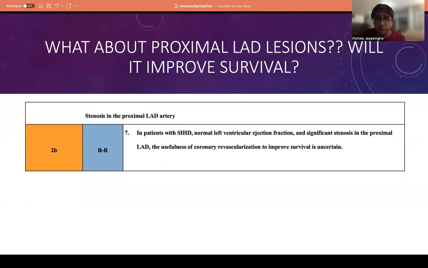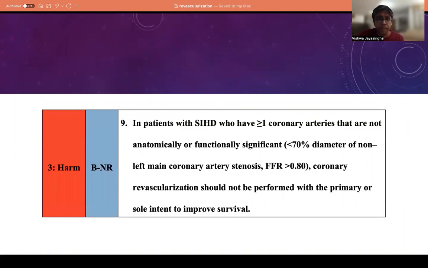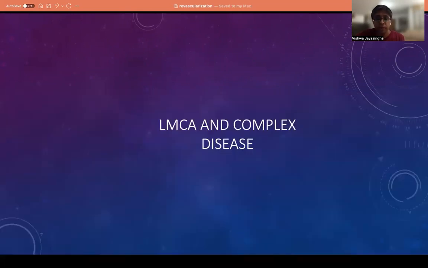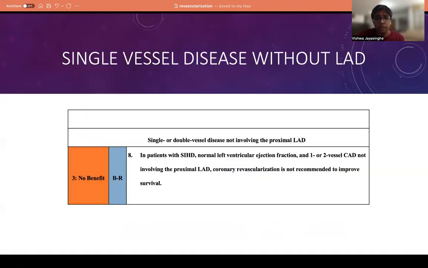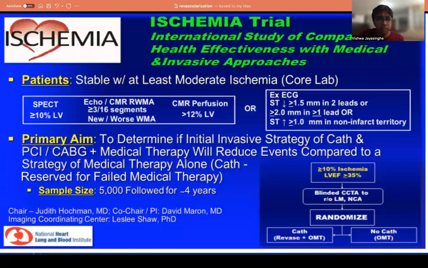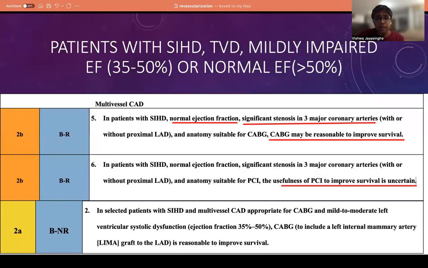So hence the recommendation is downgraded from the earlier class 1 recommendation to a 2B recommendation, where the benefit of revascularization is uncertain. Okay, so patients who have either less than 70% stenosis or no significant FFR by lesion, revascularization is not recommended. It's harmful to revascularize them. That's nothing new. So let's go and discuss. So there is a significant downgrading of recommendations for chronic coronary syndrome from triple vessel disease, normal ejection fraction.